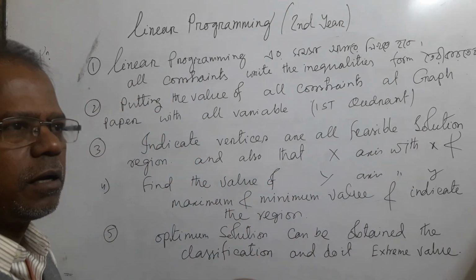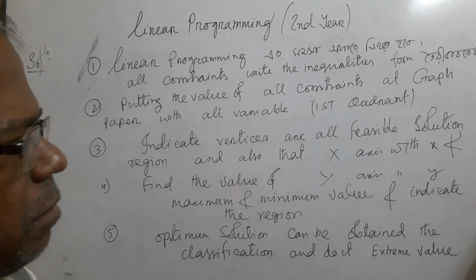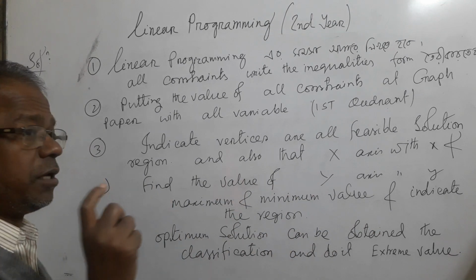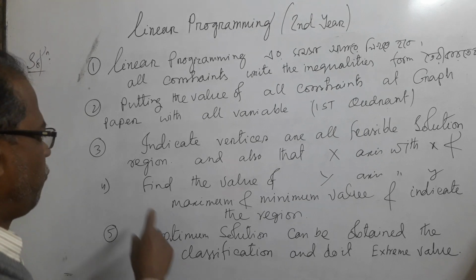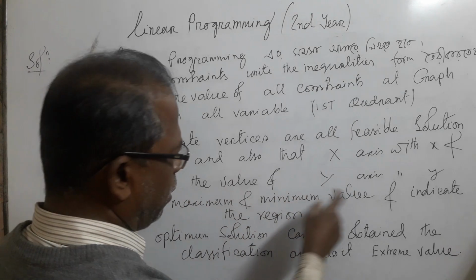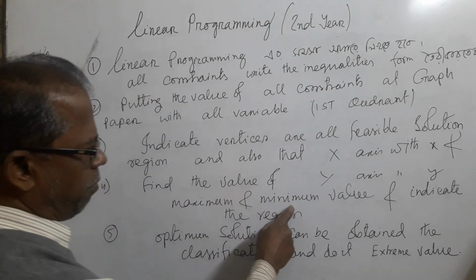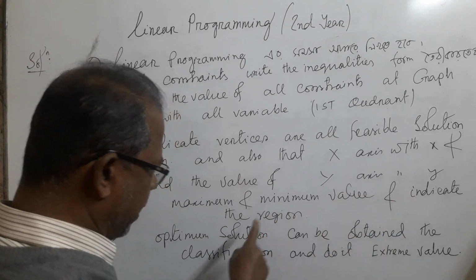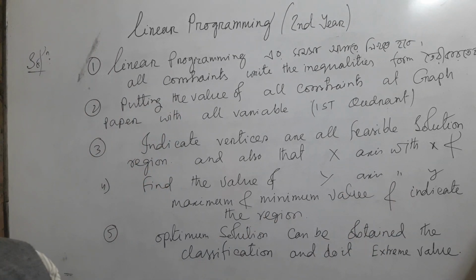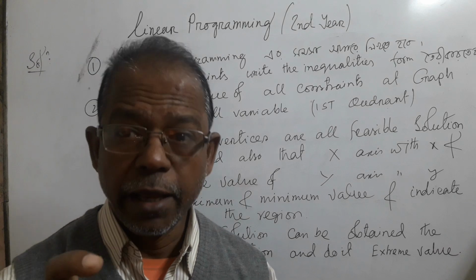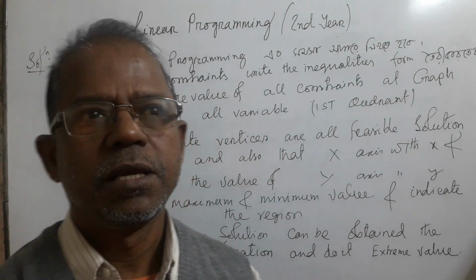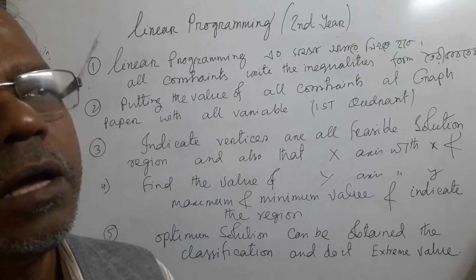So you have to find the vertices and the region first, then all the feasible solutions of the areas. And step number 4: find the maximum or minimum values and indicate the region. We have to find the areas. Areas means the region.